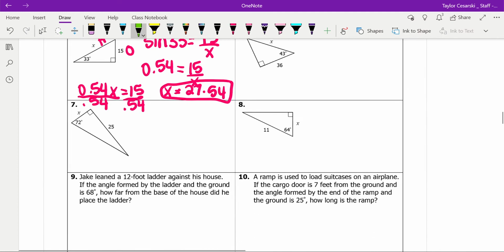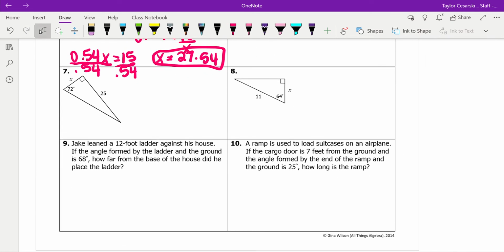All right, two more. So here I have opposite, because this guy doesn't touch, and adjacent. So here I'm going to use tangent. So tangent of 72 degrees equals 25 over x. So this is going to be another one where I'm going to have a couple steps. So first I'm going to type tangent of 72 in my calculator, and I get 3.08. It was 3.077, but that's going to round up to 3.08.